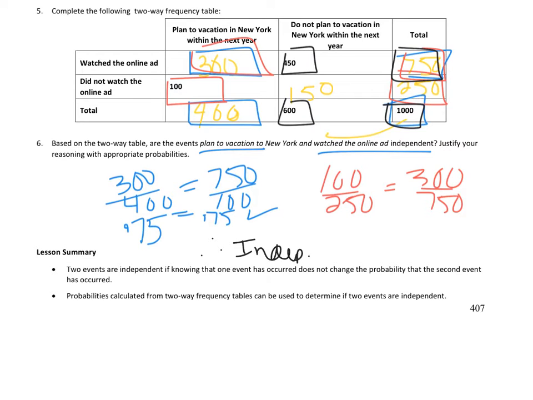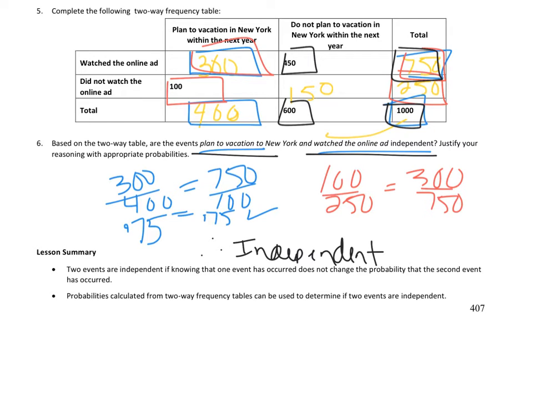So knowing the event happening first, watching the ad online, does not affect them planning to vacation in New York, which makes sense because going to New York is a pretty popular vacation spot, so you really don't need an ad online to kind of persuade people to go there.